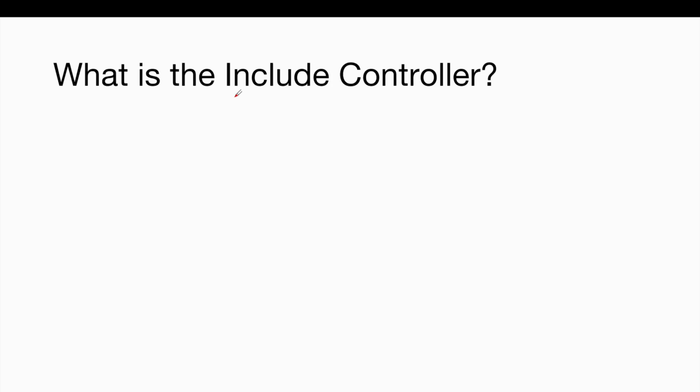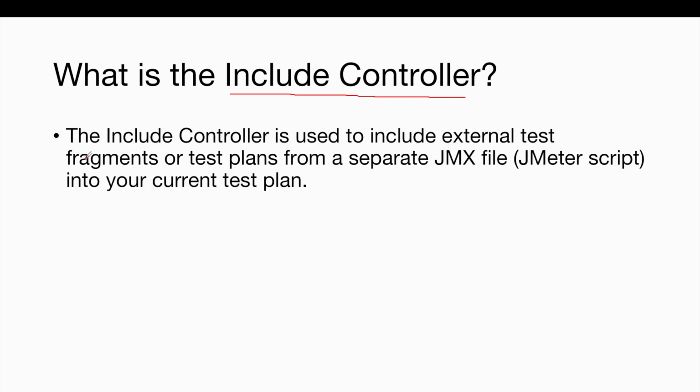Hello, welcome. In this lecture, let us discuss the include controller in JMeter. The include controller is used to include external test fragments or test plans from a separate JMX file into your current test plan. It means you have a separate JMX file that you have recorded earlier and you can include this JMX file in your current test plan, so that you no need to create the same script that you have created earlier again. For that purpose, you can use the include controller.